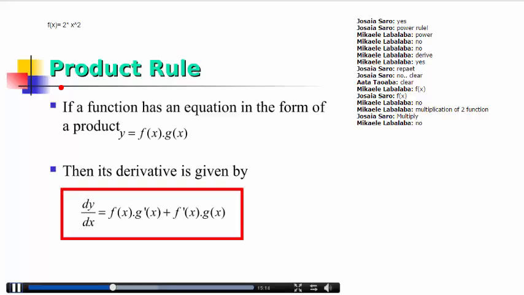Why not? Because this 2 is a constant, right? 2 is not a function on its own. It's just a constant which is multiplied to a function.